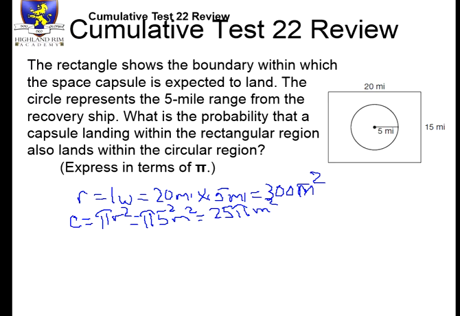So the probability is the area of the circle over the area of the rectangle, so that's 25 pi over 300, and that's equal to pi over 12. You can break that up and divide by 3.14, and that's fine. Any way you want to do that, that's great.